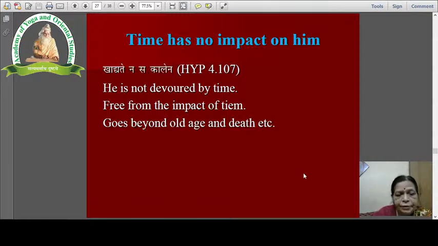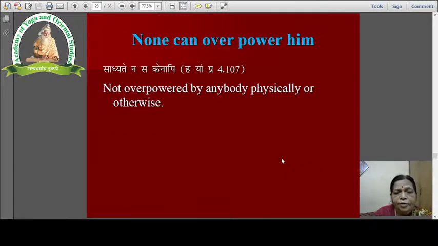He goes beyond old age and death. Here the spelling is wrongly written. It should be time. Free from the impact of time. He goes beyond old age and death. None can overpower him. Na sadhyate na kenapi. He is not overpowered by anybody, physically or otherwise.